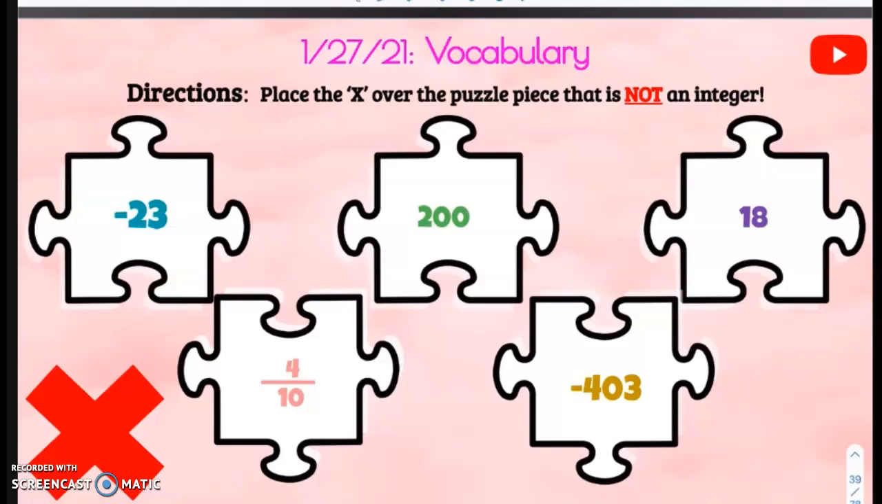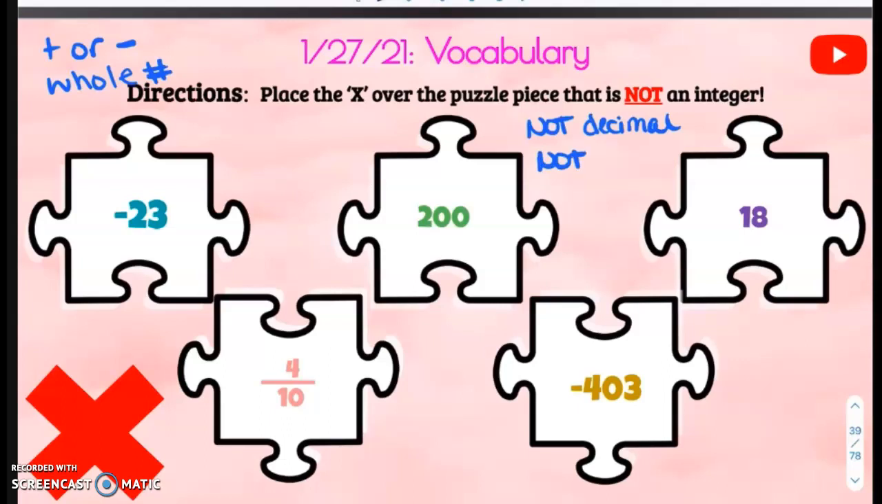January 27th, 2021 vocabulary. All right, so we're going to place the X over the puzzle piece that is not an integer. So remember our little sneak peek yesterday of integers. An integer is either positive or negative, and it is a whole number. It is not a decimal. It's not a fraction.